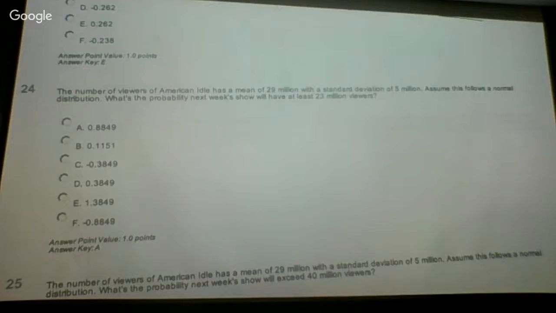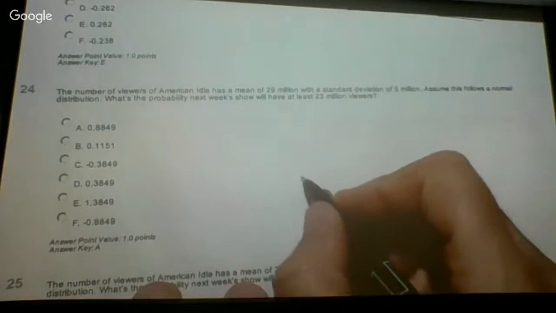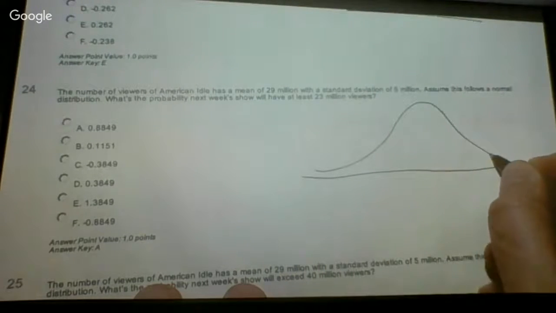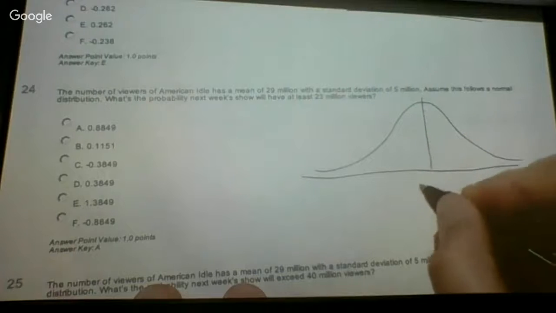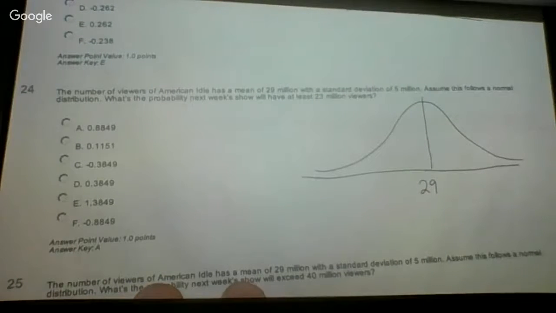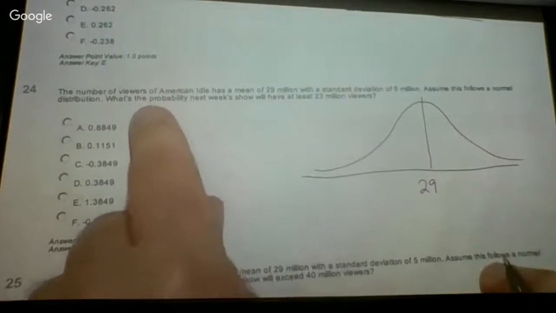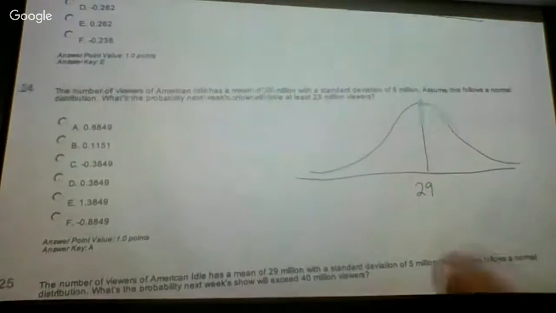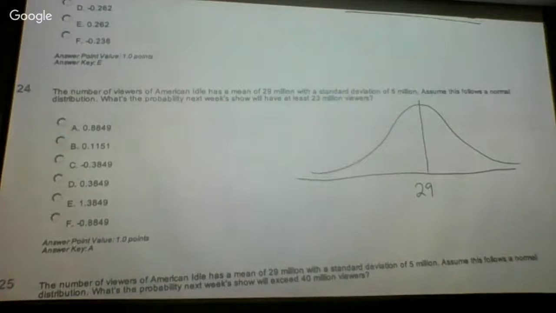Normal distribution. Mean of 29 million. Standard deviation of 5 million. Assume this follows a normal distribution. Same stuff. Here's my question. If I want to know the probability next week's show will have at least 23 million viewers, what do I draw in my picture and how do I use it?